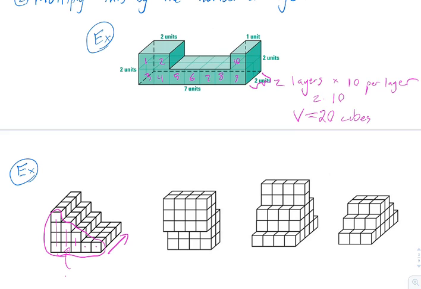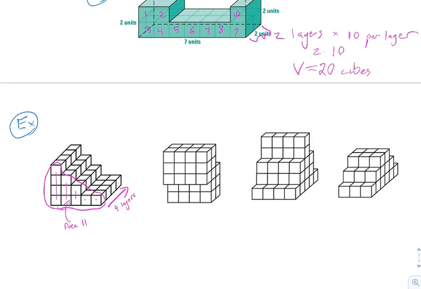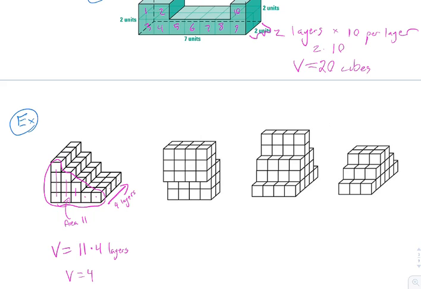So there's an area of 11 on the front. And I know I've got 1, 2, 3, 4 layers of 11. So I'm going to say, well, I take that area of 11 and my volume would be that area of 11 times 4 layers. And so my total volume would be 44 cubes, assuming there are no missing cubes in the back, assuming that pattern continues as we assume it does.